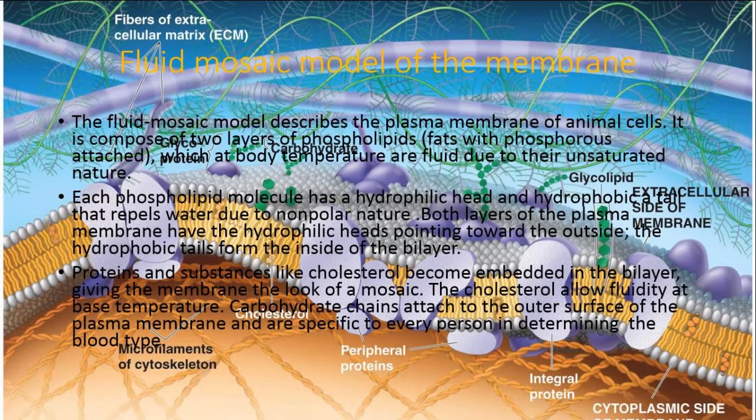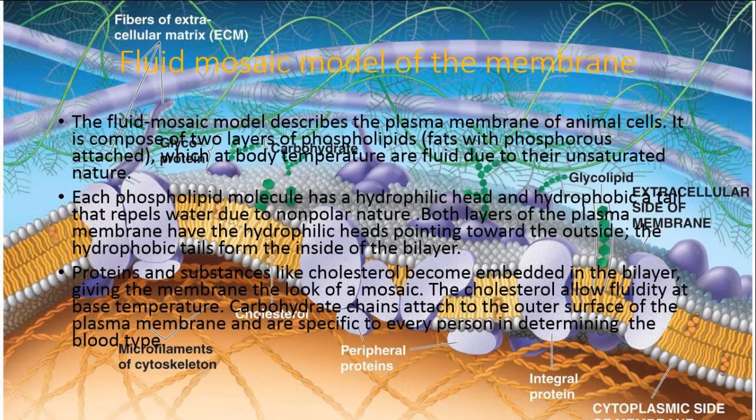So we have our fluid mosaic model. The fluid mosaic model describes the plasma membrane of animal cells. The plasma membrane that surrounds these cells has two layers, so they are bilayers, which are fats with phosphorus attached to them, which at body temperature are fluid due to their unsaturated nature. And the structure of the plasma membrane supports the old saying, oil and water don't mix.